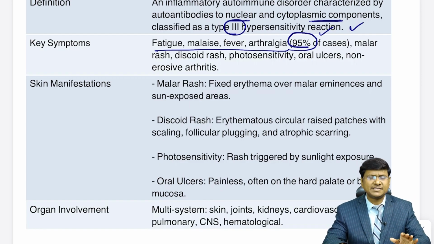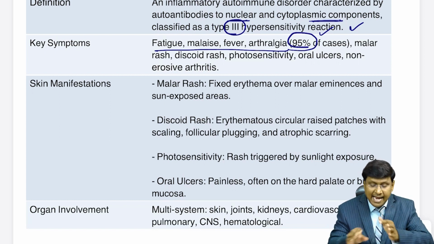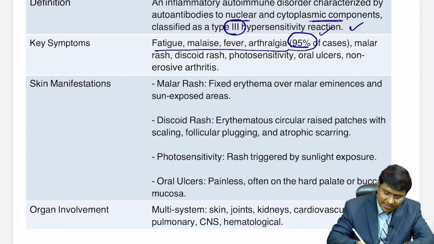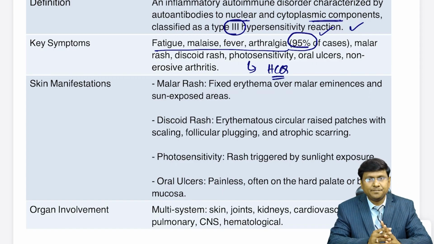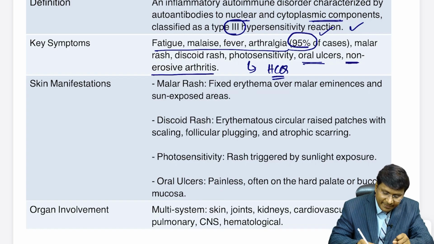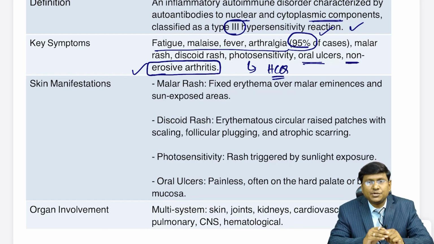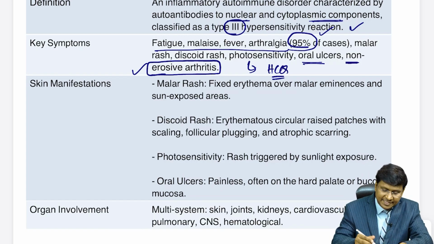Apart from that, next are the mucocutaneous manifestations. The cutaneous manifestations will be in the form of malar rash, discoid rash, as well as photosensitivity. How do we treat this photosensitivity? We treat that with hydroxychloroquine. The mucocutaneous manifestations will be in the form of oral ulcers, and then there will be non-erosive arthritis. That is what you will observe in patients with systemic lupus erythematosus.